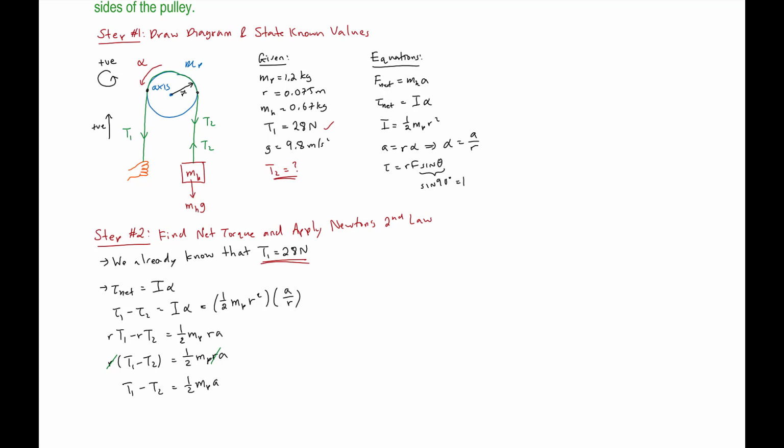Okay, so in order to find T2, we need to rearrange. And we get T1 minus 1/2 mpa. We do have T1, we do have mp, we don't have a. So the next step, or as an aside, we want to find the expression for linear acceleration.